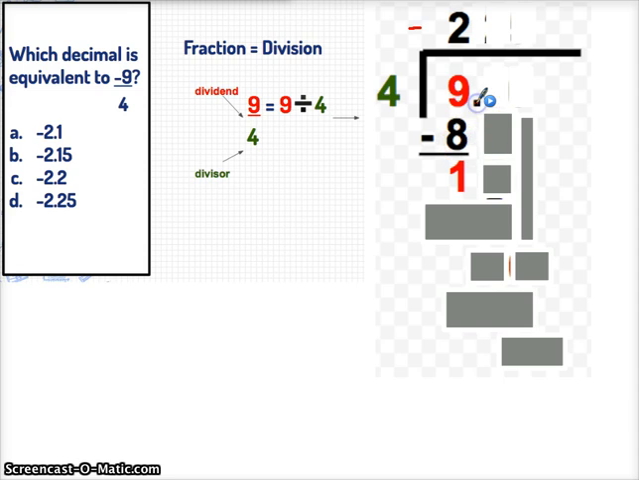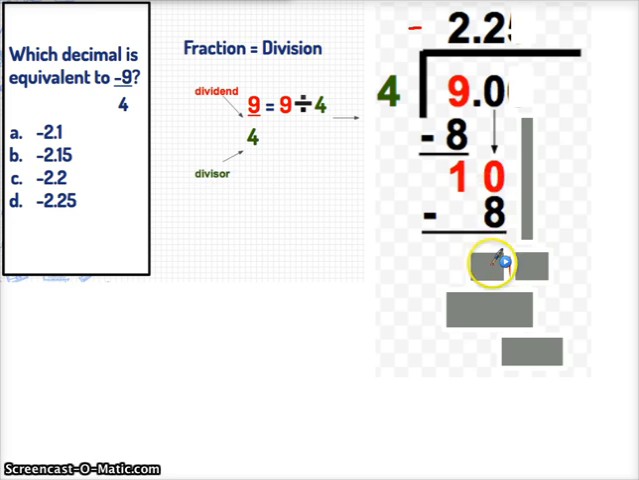So I'm going to continue dividing. I will rewrite 9 as 9 and 0 tenths and bring the 0 down to create my new dividend, 10. 4 goes into 10 2 times. 2 times 4 is 8. 10 minus 8 is 2. So I still have a remainder.